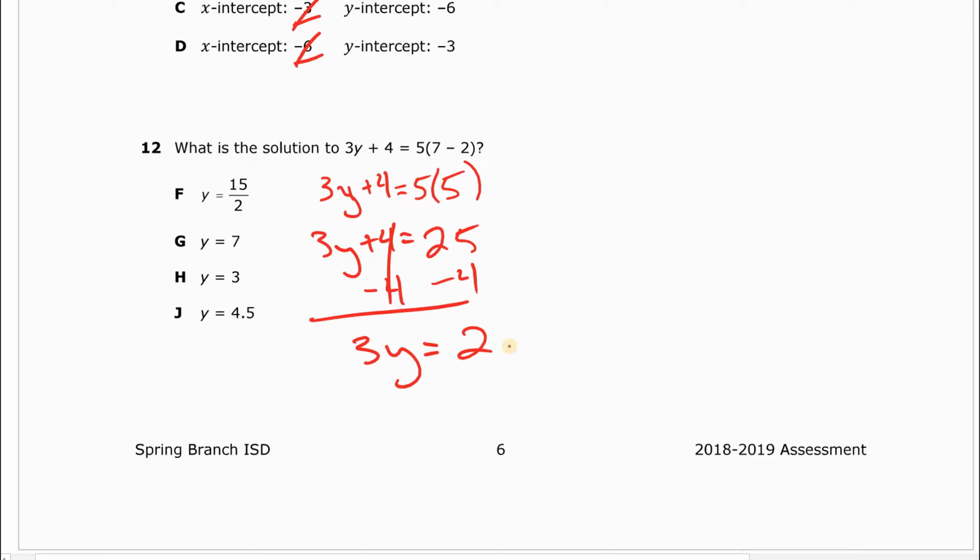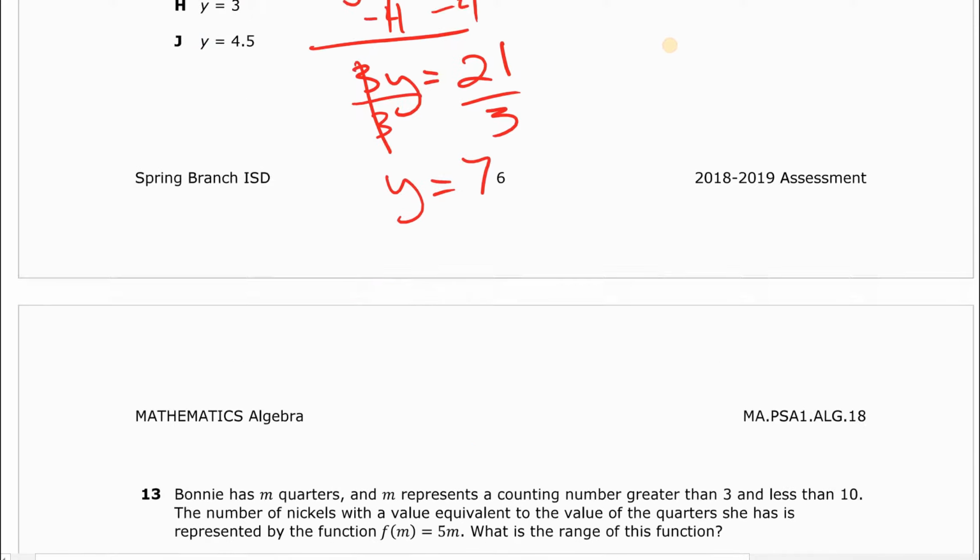3y is equal to 21. Last step, the 3 is multiplying, so to get rid of multiplying, we divide. Y is equal to 7. The answer to number 12 was 7.